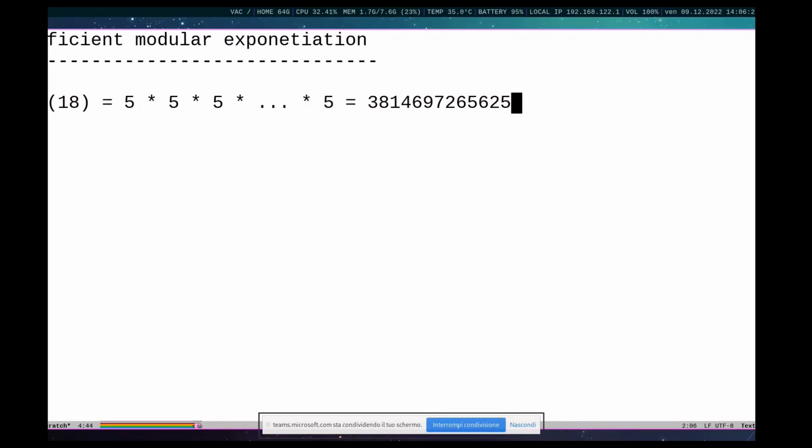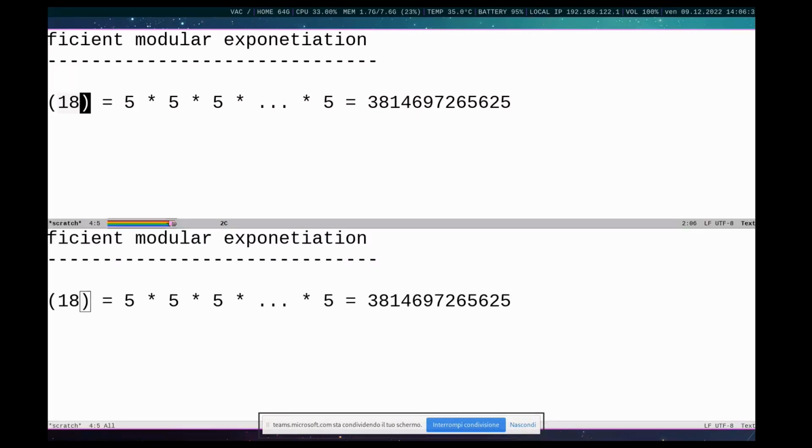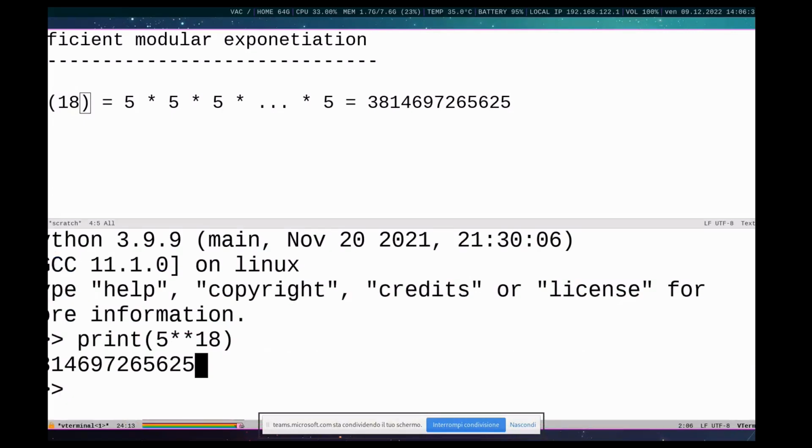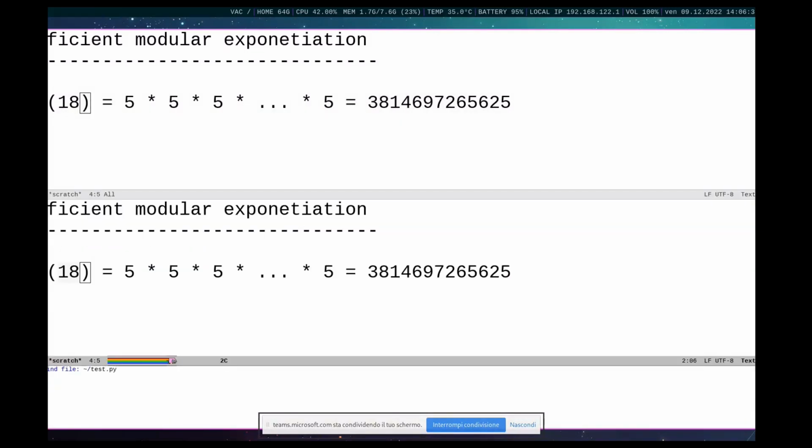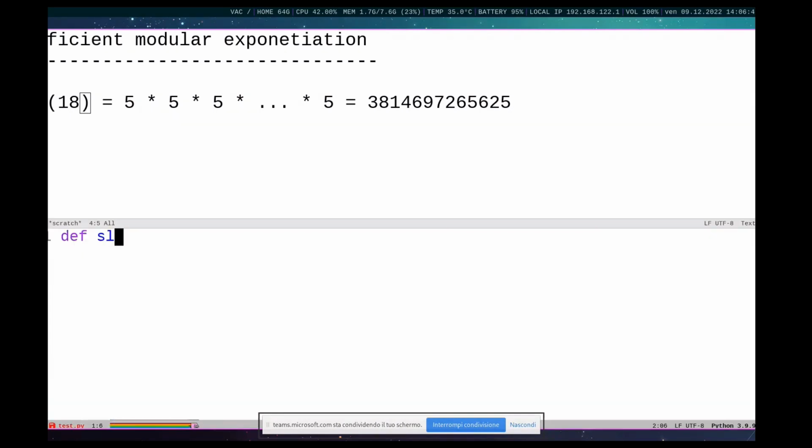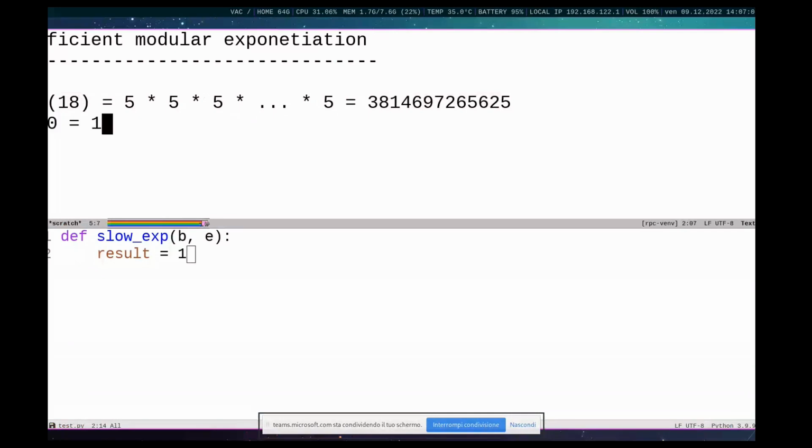But the problem is that this method is really bad when the exponent is really huge. It doesn't scale very well at all. We can see that if we write a Python function, slow exp, I take my base and my exponent. The result starts at 1, because if you exponentiate something, you get at least 1, because 5 to the 0 is 1.